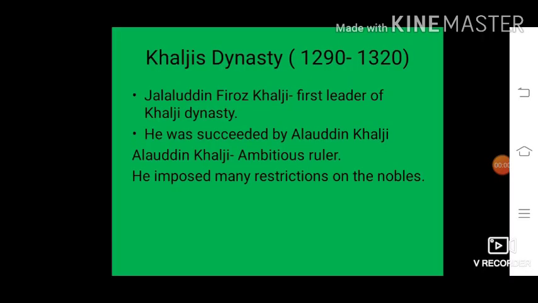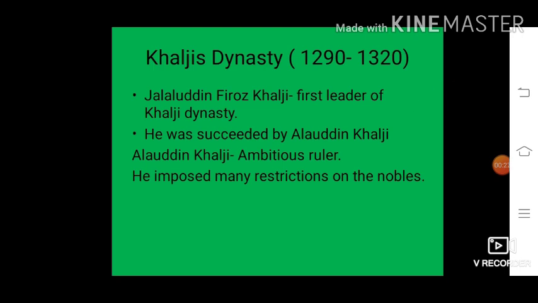Student, this is your second dynasty, the Khalji Dynasty. The Khaljis ruled from 1290 to 1320. This you should remember. Who was the first leader of the Khalji dynasty? Jalaluddin Firoz Khalji. He is said to be the first leader of the Khalji dynasty, but he was not a very strong leader. He was succeeded by Alauddin Khalji, who was a very strong leader.